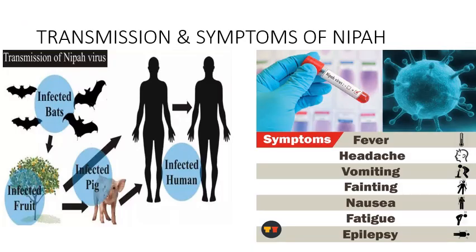Now, transmission of Nipah. It is transmitted by infected bats, infected fruits, infected pigs, and infected humans also. The symptoms are fever, headache, vomiting, fainting, nausea, fatigue, and epilepsy.